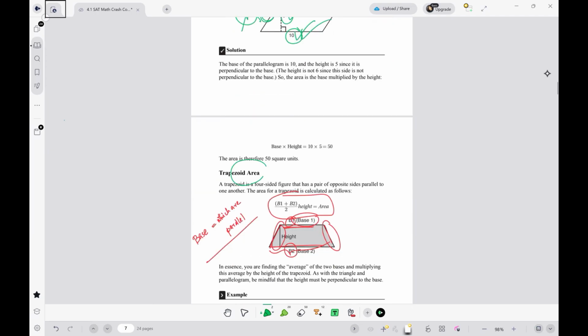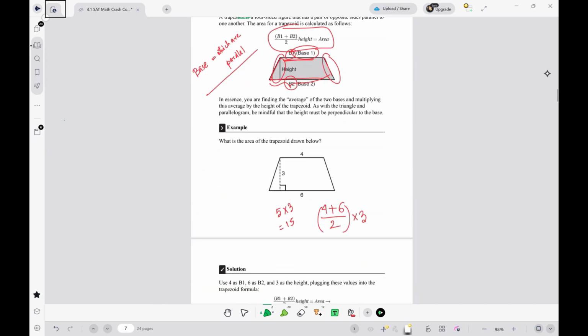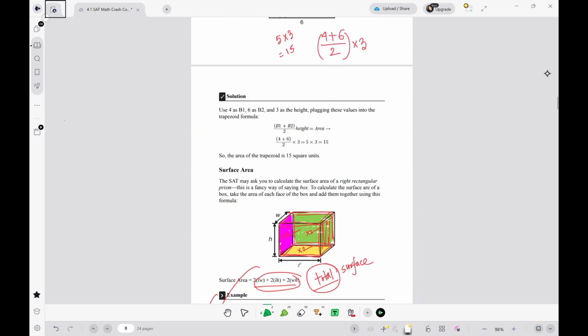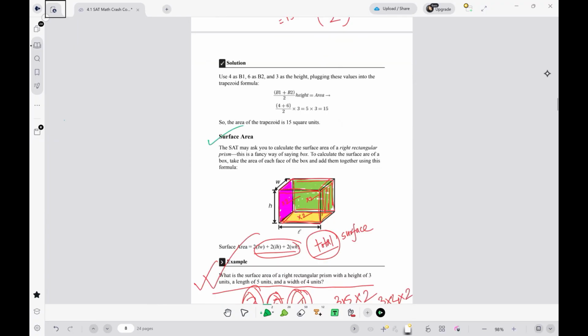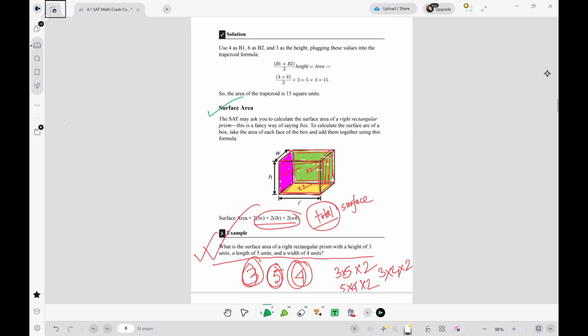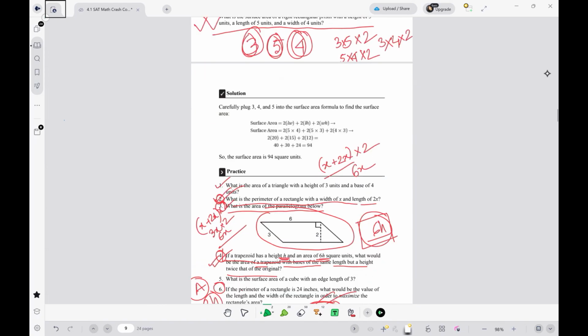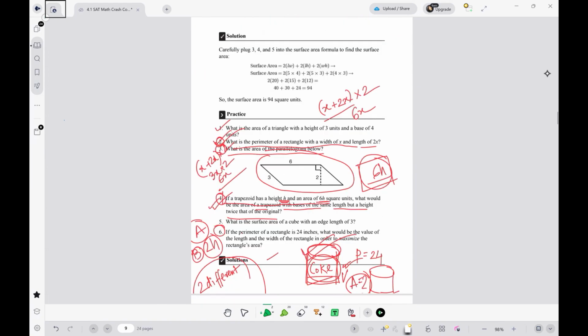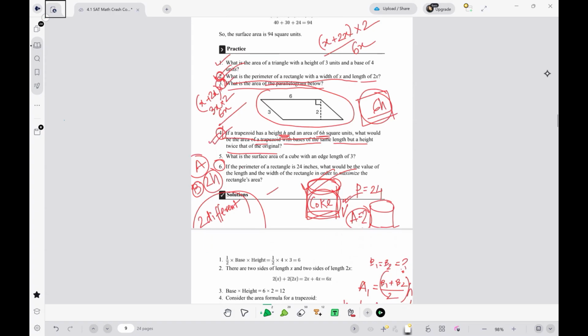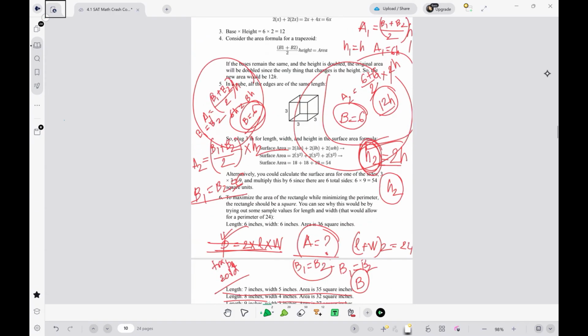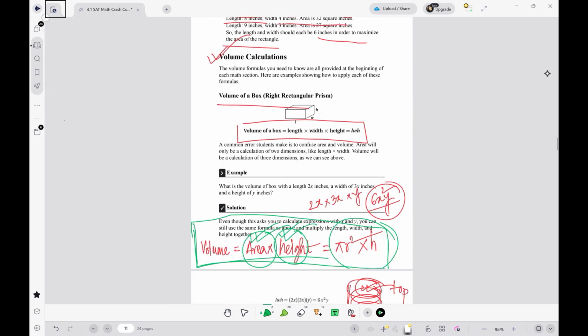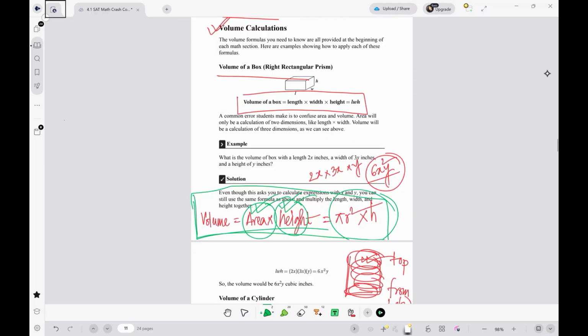For the trapezoid area, we have done so many pretty amazing problems, and then we have covered surface area. This is an amazing problem. Then we have covered some pretty basic and fundamental volume calculations, like the volume of a box. You can call this body the right rectangular prism.